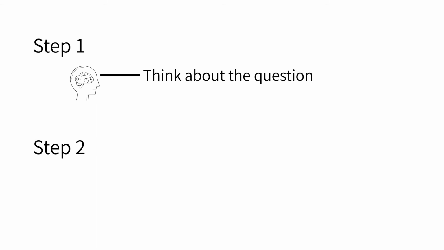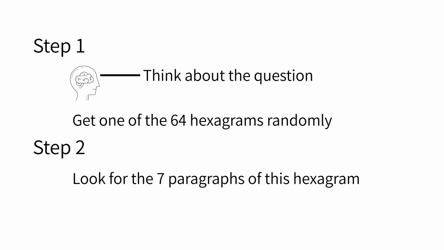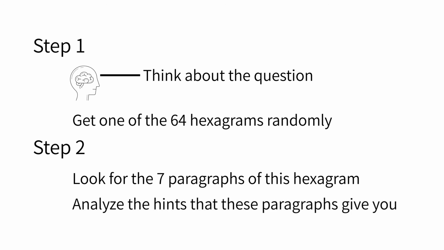There are only 2 steps. First step, you think about the question you want to ask in your mind, and then randomly get one of the 64 hexagrams by some method. Second step is to look for the 7 paragraphs of this hexagram. Combine these 7 paragraphs or some of them with the situation of the question you have just asked. Analyze the hints that these paragraphs give you, and finally decide what you should do next is best for you.